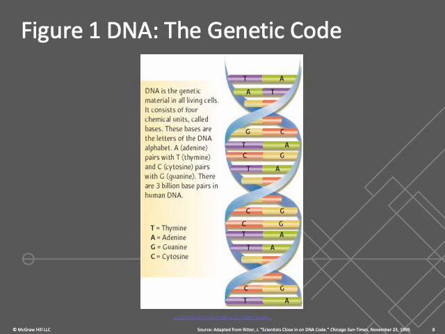In this figure, we see DNA. DNA is the genetic material in all living cells. It consists of 4 chemical units called bases, and these bases are the letters of the DNA alphabet. A is for adenine, pairs with T, thymine, and C, cytosine, pairs with G, guanine. There are 3 billion base pairs in human DNA. The double helix structure of a DNA molecule resembles a long, spiraling ladder whose steps are made of base pairs.